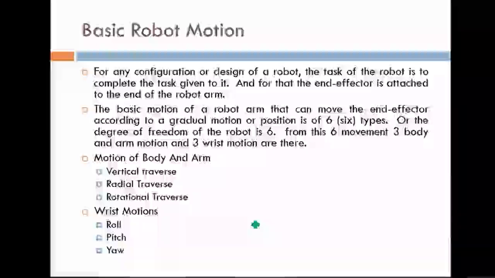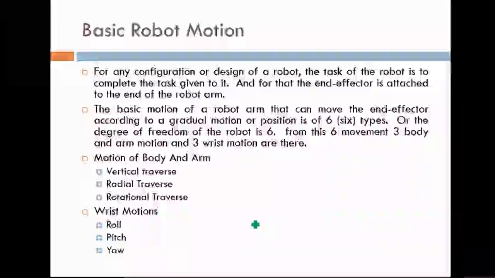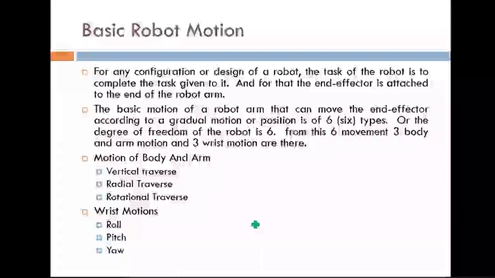So one is vertical travel, one is radial travel, and one is rotational travel. These three motions are classified under the motion of the body and arm, and our end effector is called the wrist.